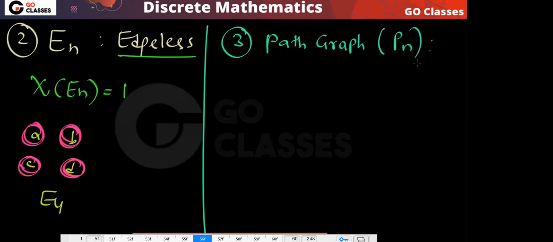What will happen to the path graph on n vertices? For example, if you have P3, then what will be the chromatic number? What you can do, minimum how many colors?